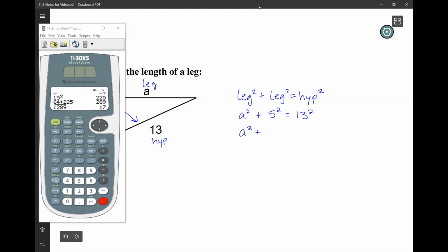So 5 squared, 5 times 5, is 25. 13 squared is 169. Now I want to solve an equation.